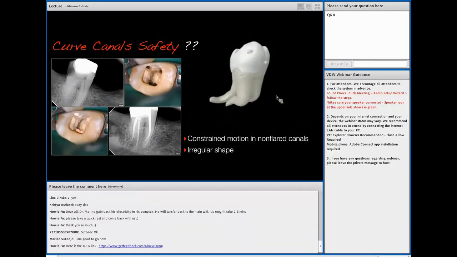But the question is the same. Up to this moment, all the ultrasonic devices that can be used to activate our root canal system are made from metal.